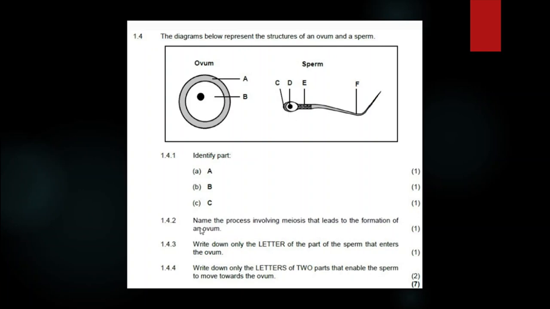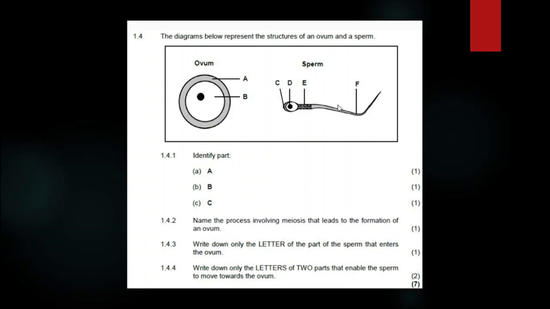Now name the process involving meiosis that leads to the formation of an ovum. I told you an ovum is produced during the process of oogenesis. Write down the letter of the part of the sperm that enters the ovum. It's D. Write down the two letters of the two parts that enable the sperm to move towards the ovum. What helps the sperm to be able to move towards the ovum? We have E, which is the mitochondria, the middle piece. We have F, the tail, that helps the sperm to swim.